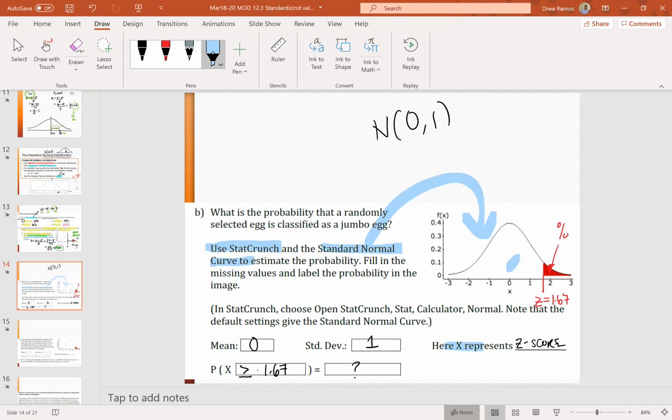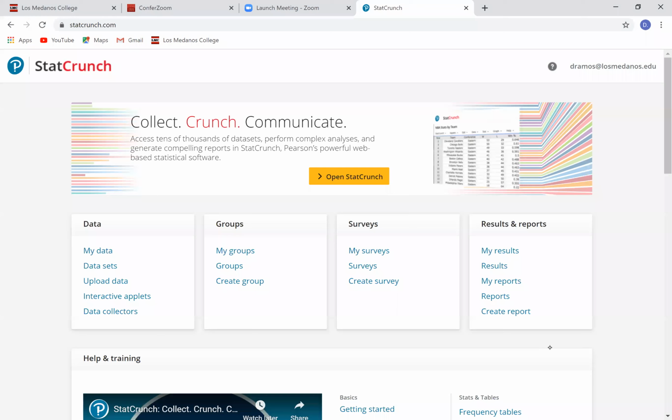All right, so are you ready? Let me go to, I'll share a new screen. So you should be able to see the StatCrunch. Can you see it?